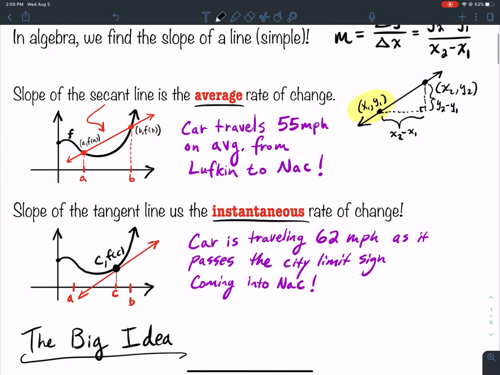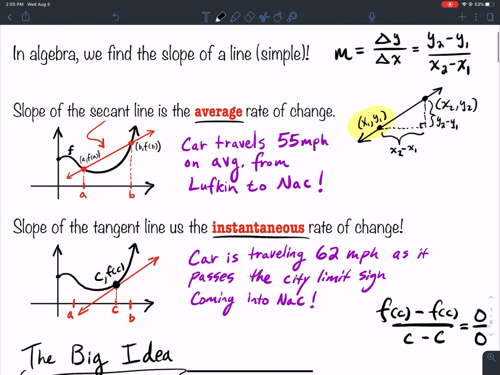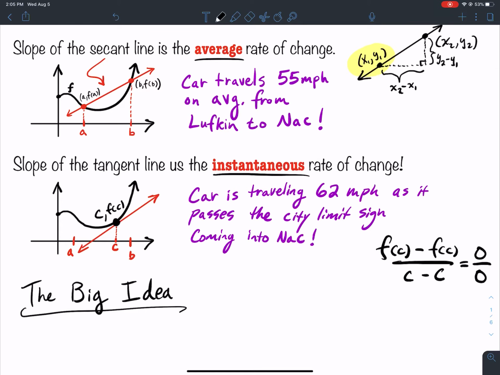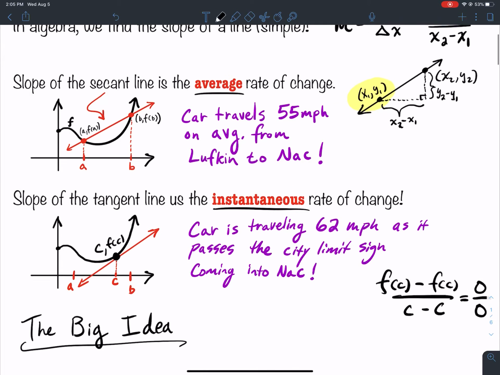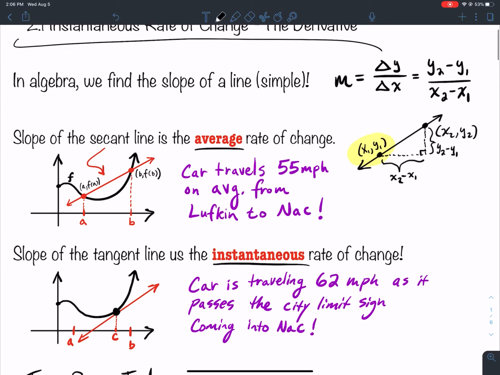Well, it would be like this. It would be f of c minus f of c over c minus c. Well, guess what? That's 0 over 0, which we talked about in the last chapter. That's an indeterminate form, okay? So it's of no use to us to find the exact, because without two different points to choose from, our average formula for slope rate of change falls apart. Okay, so we've got to have 2 points for that to work. So this is why calculus is important to us.